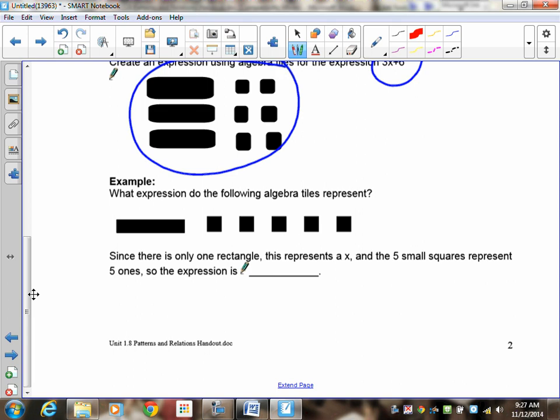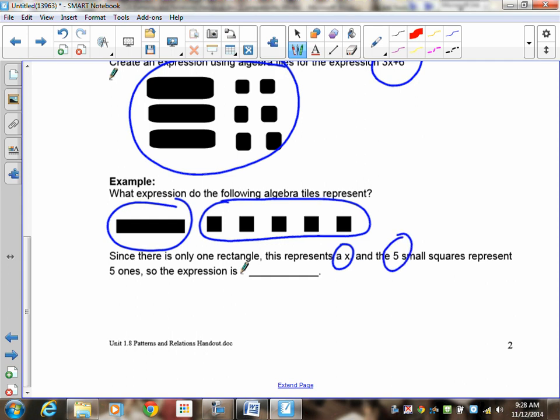So if you take a look here, I only have one rectangle right there. So that means that rectangle is going to be an x. I have 1, 2, 3, 4, 5 1's. That means I've got 5 small squares. That's a 5. So this expression is x plus 5. We normally put the variables first, and we put the number second. Okay, going to the next one.